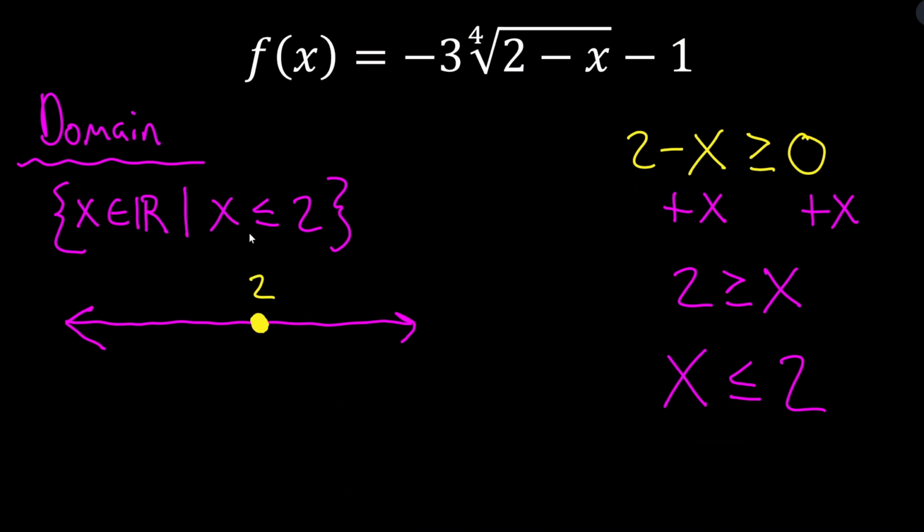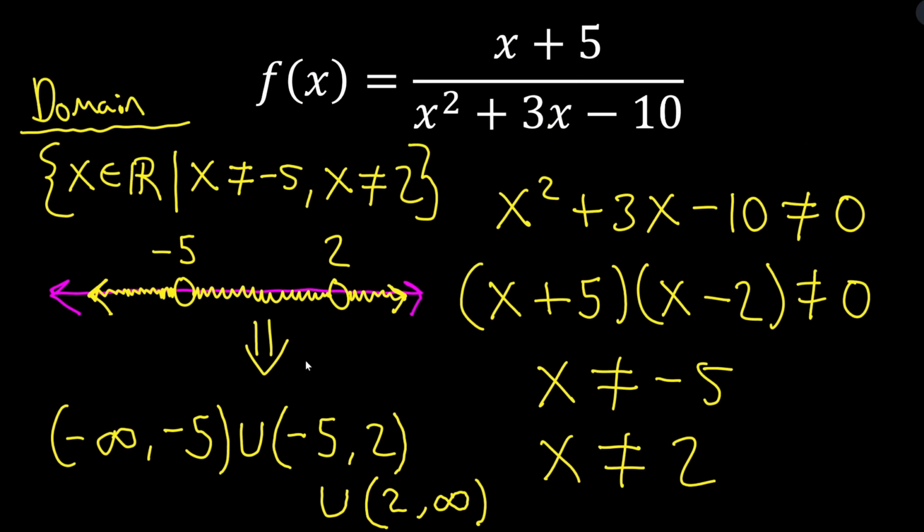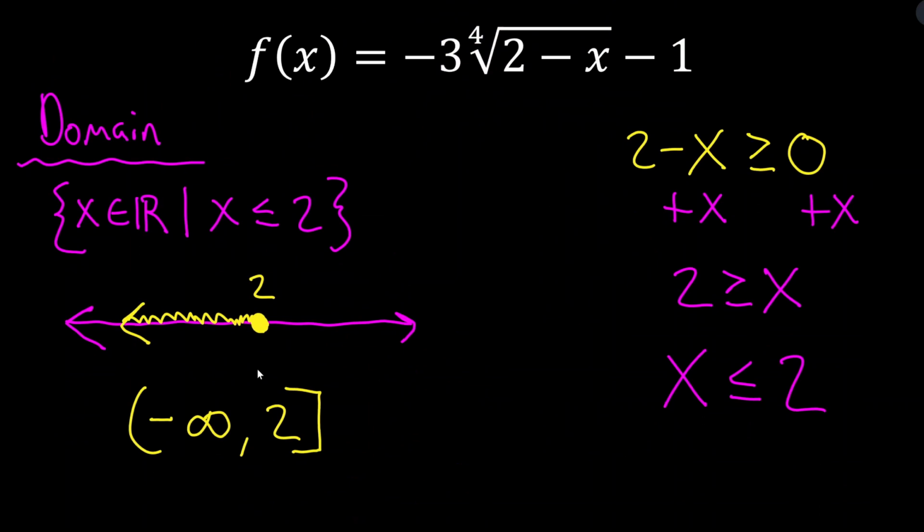X could equal 2, or it could be less than, which is to the left, right? Less than or equal to. And so this corresponds to one single interval from -infinity all the way up until 2, but we're including 2 in the set. So that filled in circle corresponds to a bracket in interval notation, where the open circle corresponds to a parenthesis in interval notation. So we found the domain of this function, we've written it in set builder notation, and we've written it in interval notation.